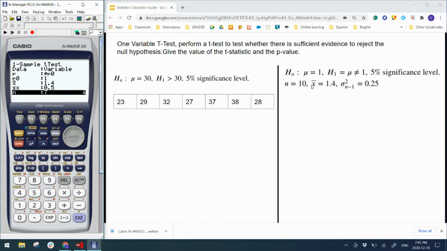And it says n is 10, meaning we had 10 data points. Once we have all that in, there we go. We have a t-statistic of 2.53 with rounding and a p-value of 0.032. And of course, that is smaller than our significance level, so we have enough information to reject the null in favor of the alternative.